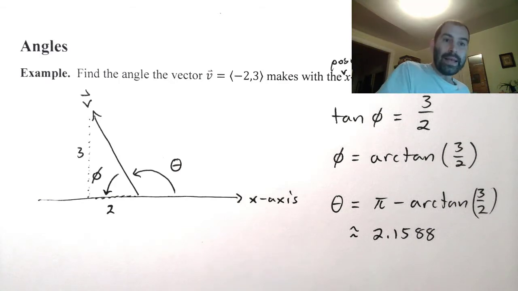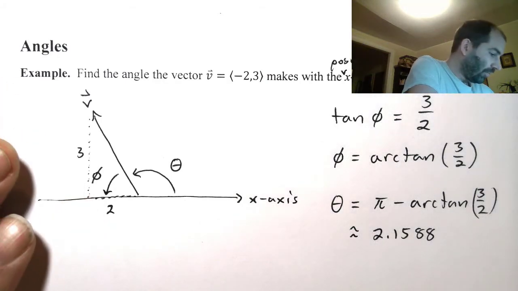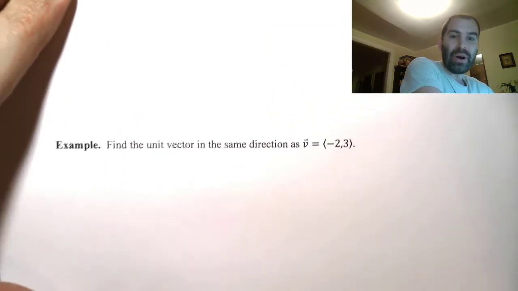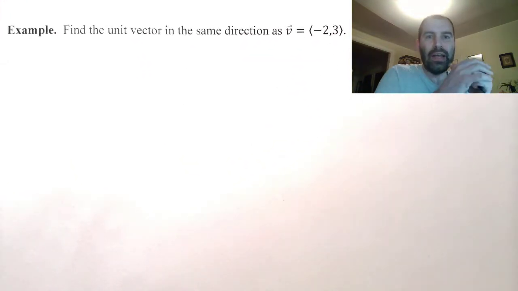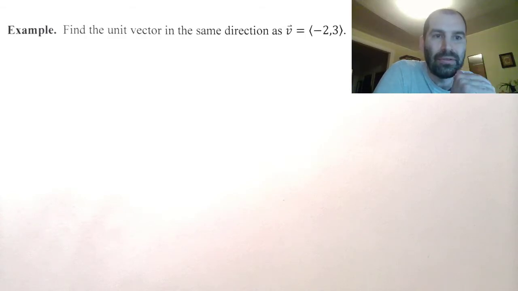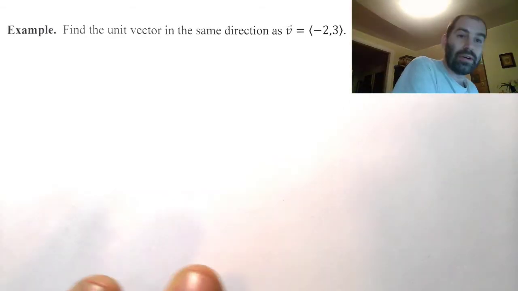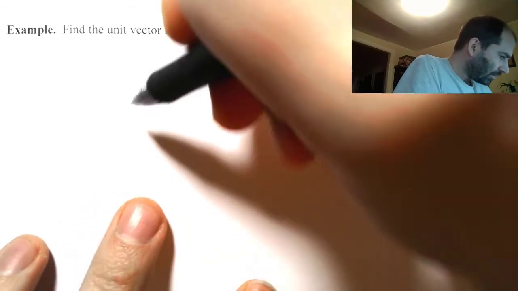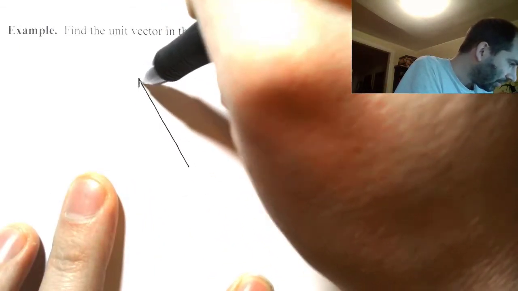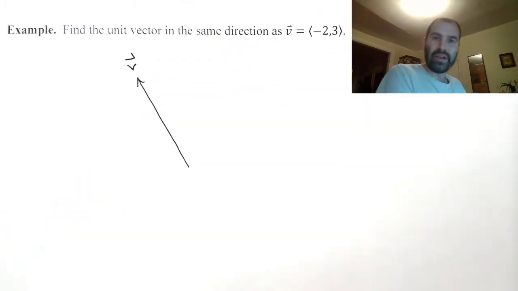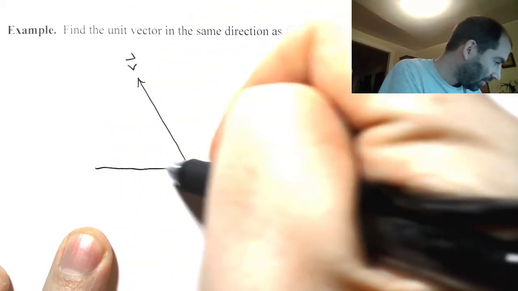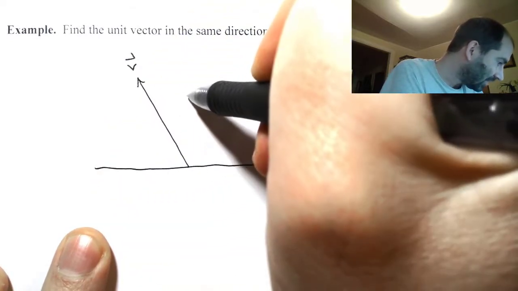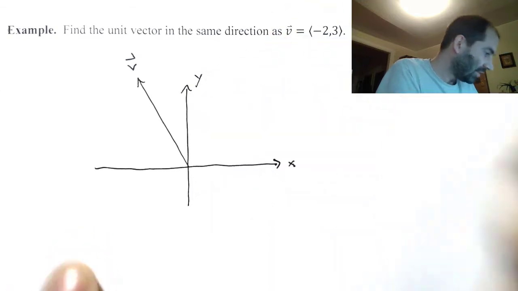Okay. Now for the last example today, I want to look at another way to find a unit vector. We're going to do the same problem we did before, but slightly differently. Find the unit vector in the same direction as v. We already did this, but I'm going to show you another trick. So our vector v looks like this. Now, let's put it in standard position. So here's our x-axis, and here's our y-axis.